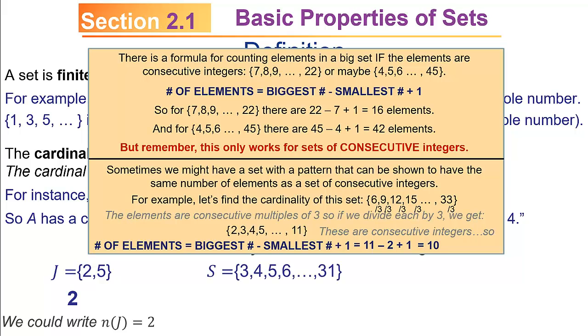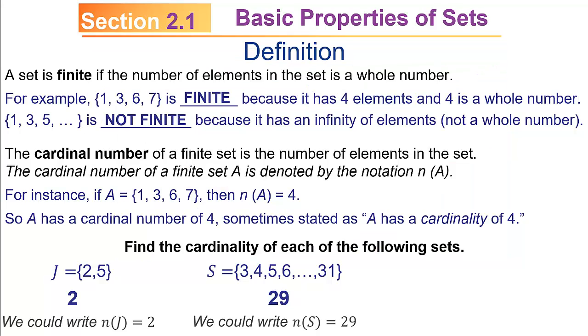You can kind of guess the next example I want to work uses that idea. So the next example is the set S containing 3, 4, 5, 6, to 31. Those are consecutive, so you can say 31 minus 3, which is 28, plus 1 is 29. You could also write n of S is equal to 29. The cardinality of that set is 29.